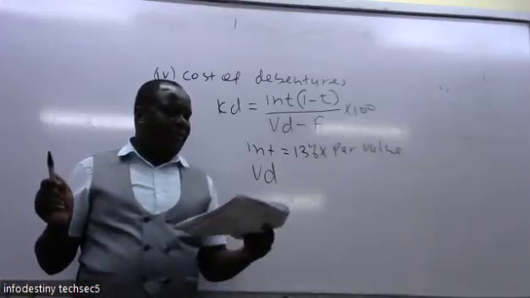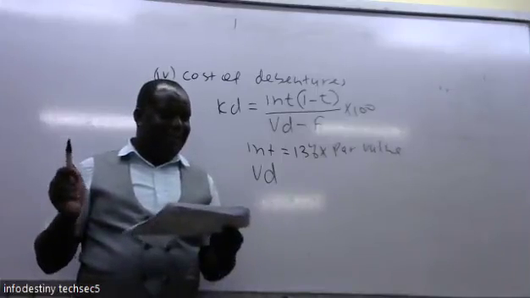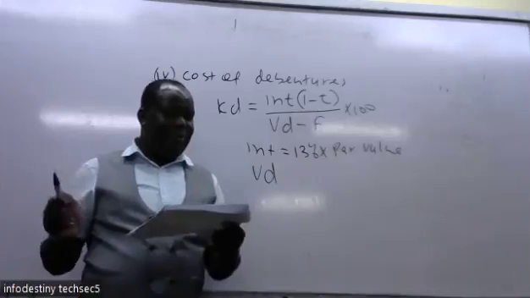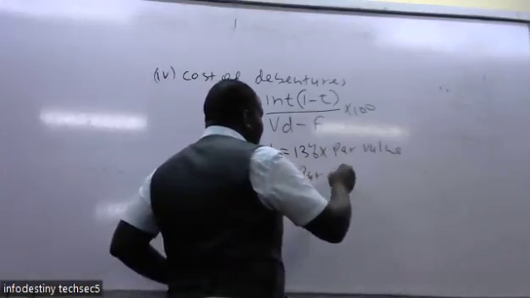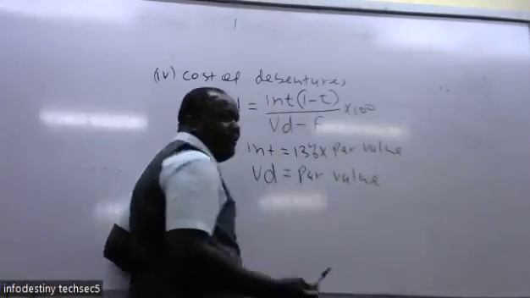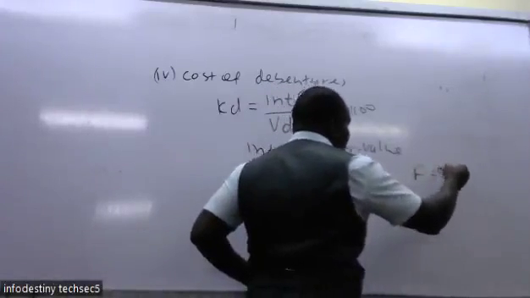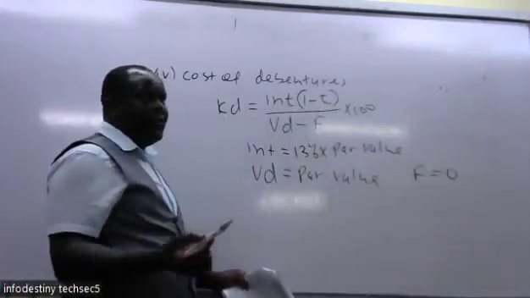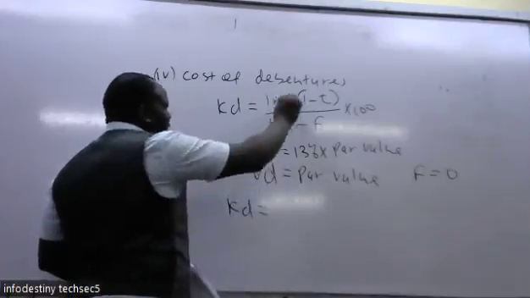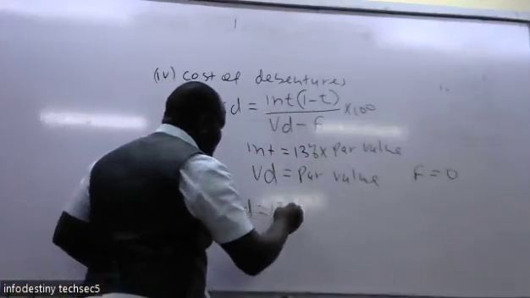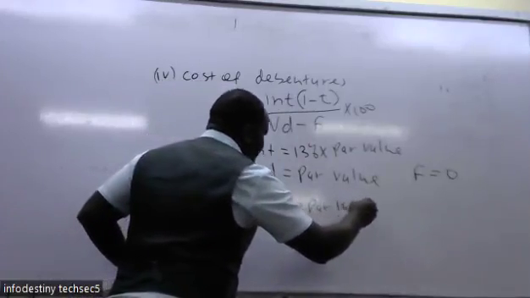The debenture will be issued at par, so the current value is also the same as the par value. The flotation cost is not given, which means it is 0. So you just come there and take Kd. To get interest, I've said it is 13% of the par value.